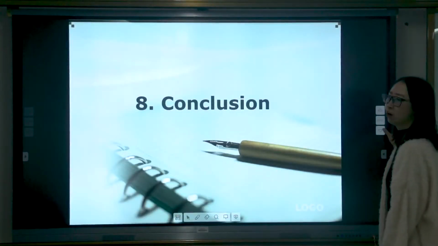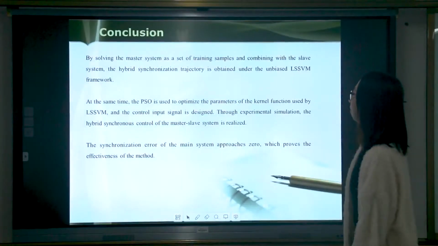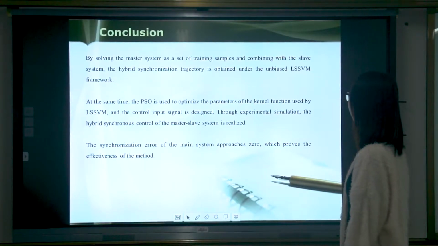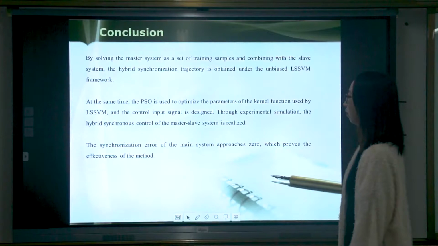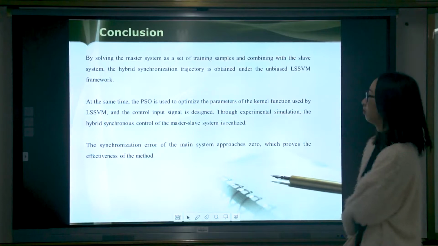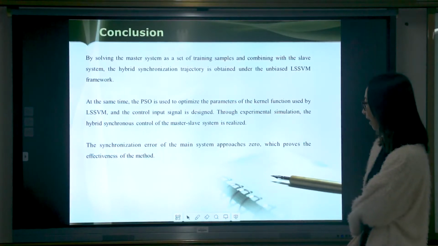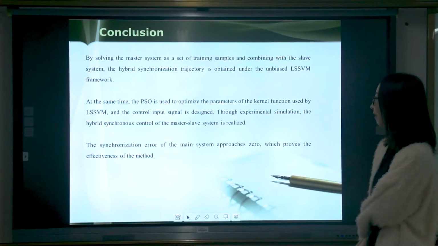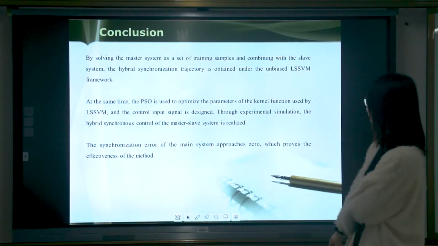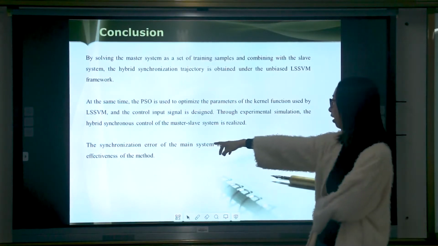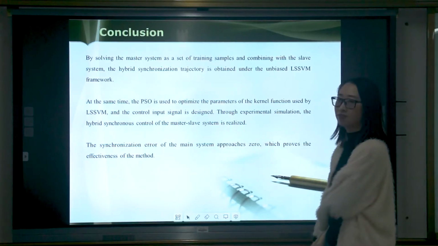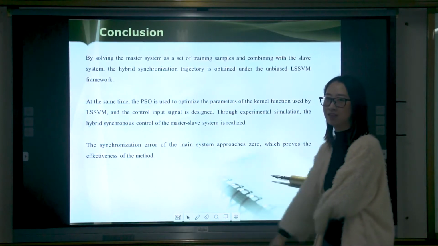So now it's my conclusion. We treat the master system as a set of training samples and, combining it with the slave system, the hybrid synchronization trajectory is obtained under this algorithm framework. At the same time, the PSO algorithm is used to optimize the parameters of the kernel function. And finally, the synchronization error of the system approaches 0. So we can say this method is very effective.